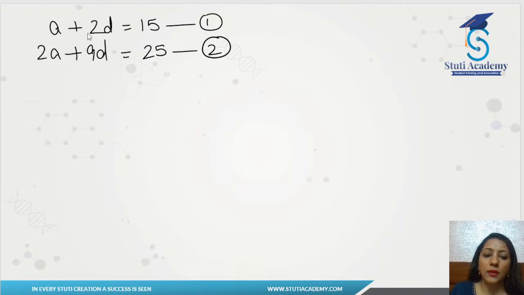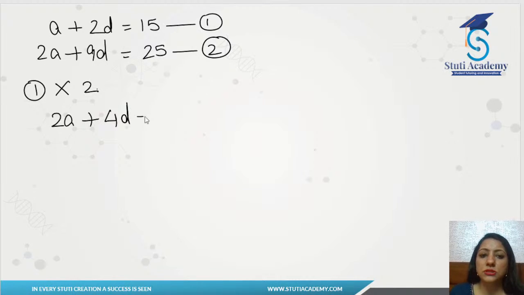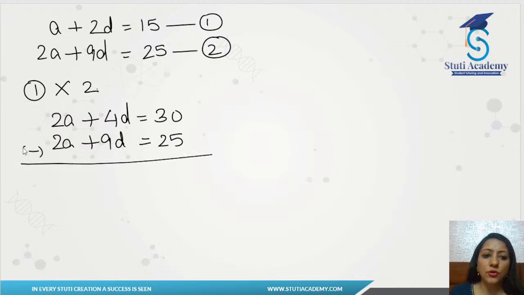That's the second equation. Now I'm going to multiply the first equation by 2. My purpose of multiplying this by 2 is that I want the coefficients to be the same. So we have 2A plus 4D is equal to 30. I have multiplied this throughout by 2. So this is 2A, this is 4D and this is 30. Now I'm going to just copy down the second equation as it is. So I have 2A plus 9D is equal to 25. Now I'm going to subtract this.